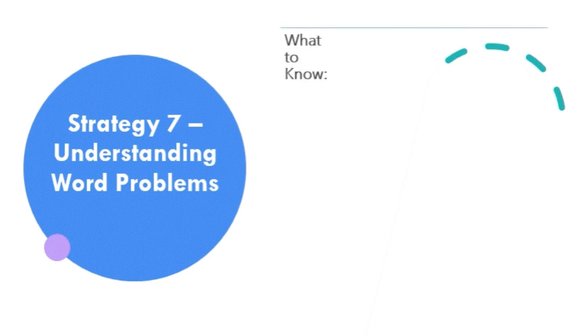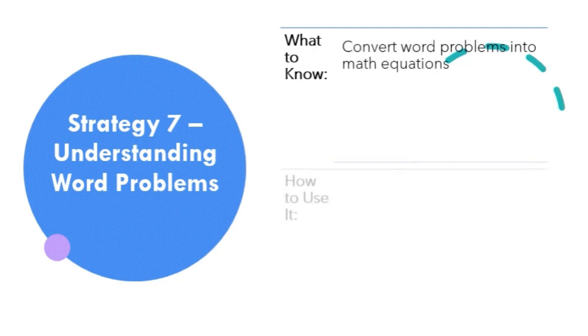Strategy 7. Understanding word problems. Word problems can be tricky, but they don't have to be if you break them down systematically. The goal is to convert these word problems into math equations. Sounds like a puzzle, right? Here's how to approach them. 1. First, identify key numbers and relationships in the problem. This is where you'll find your clues.